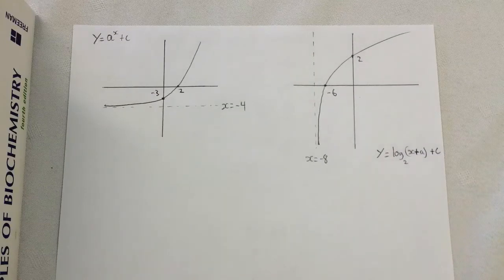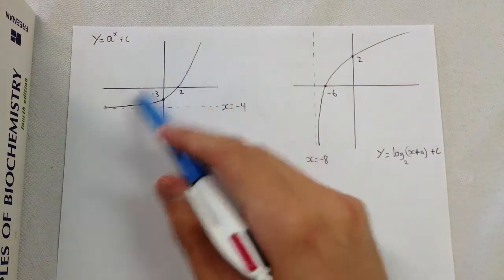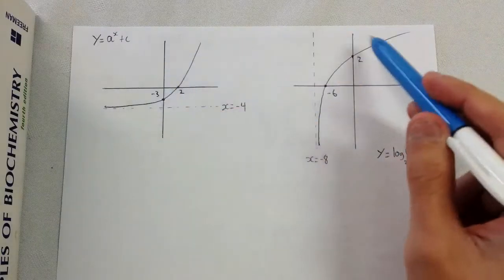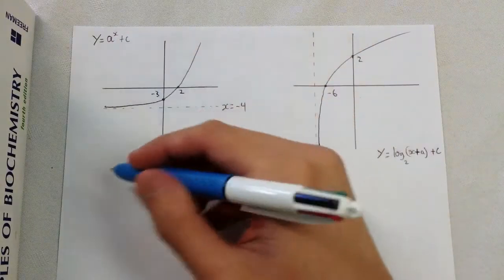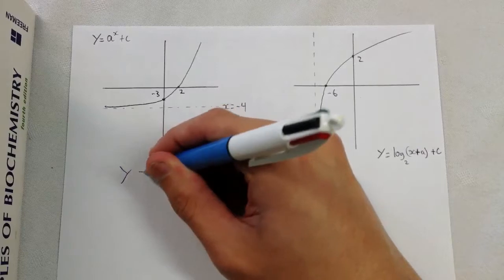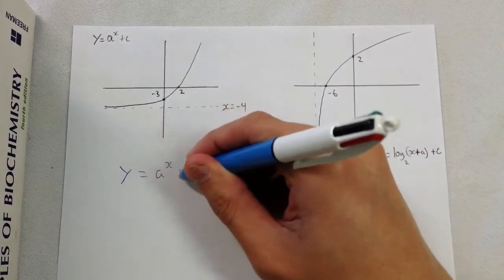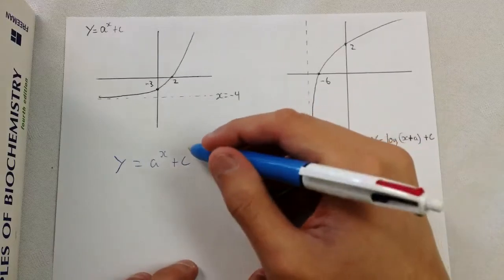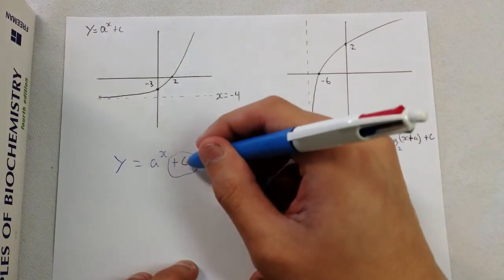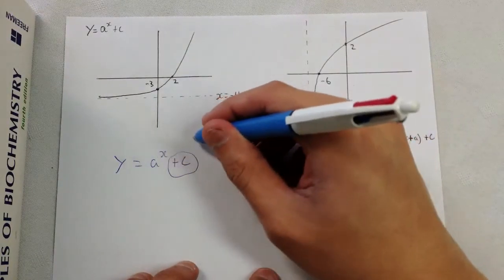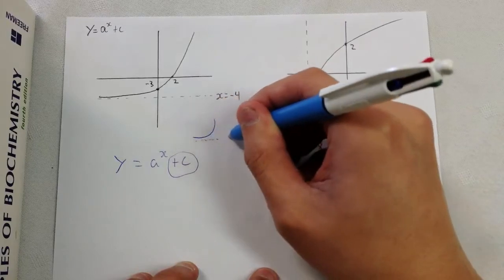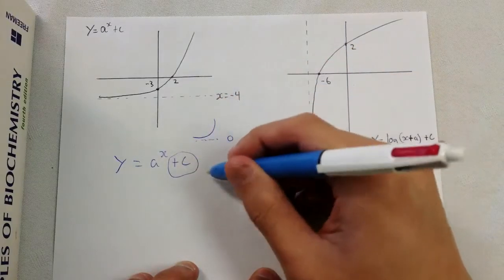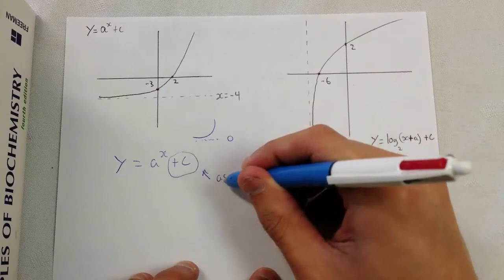Okay, so now we're going to show you how to find equations from graphs. This is an exponential graph, and this is a log graph. So first we start off with y equals a to the x plus c. If you remember from sketching a graph, c is the one that shifts the graph up and down, because a to the x is just a graph like this with an asymptote of 0. Therefore c will usually give us the asymptote of the graph.